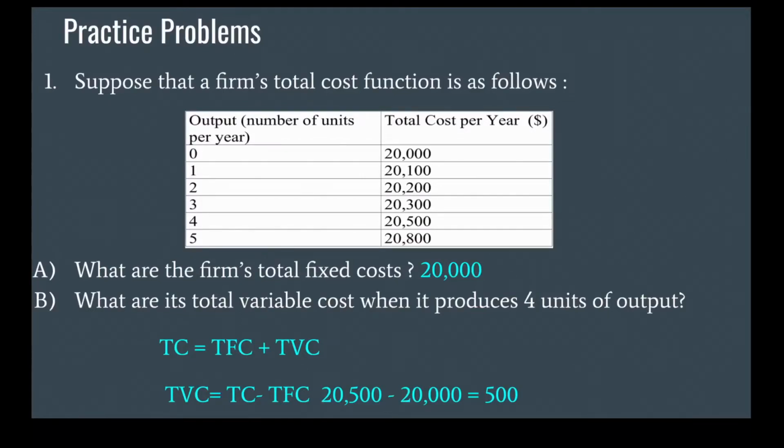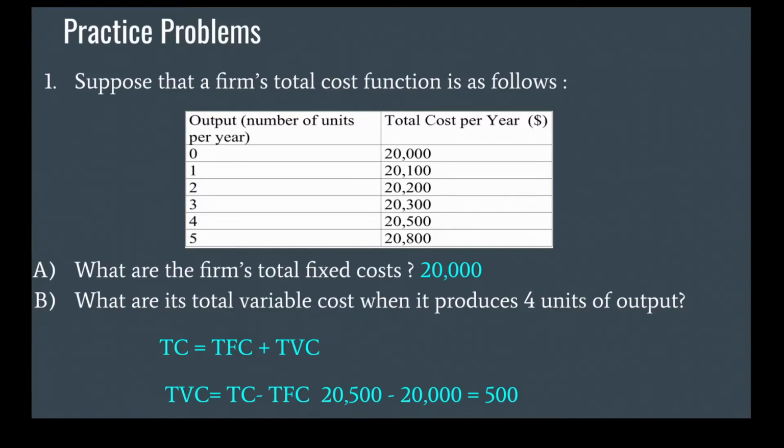Practice problems. Suppose that a firm's total cost function is as follows. What is the firm's total fixed cost? Here, when the output is 0, whatever cost is incurred is the fixed cost, and this is the total fixed cost.